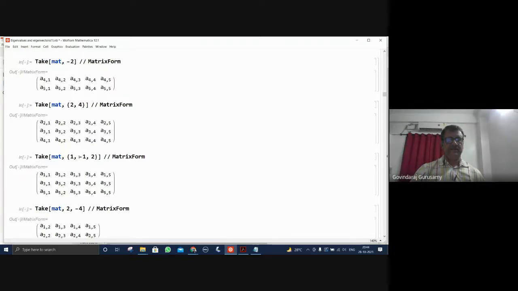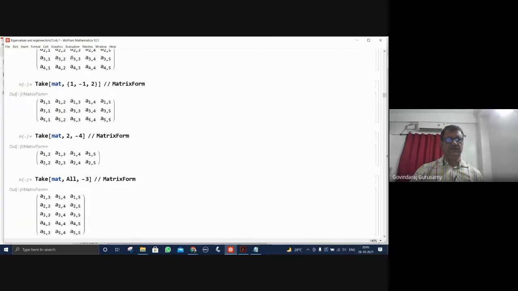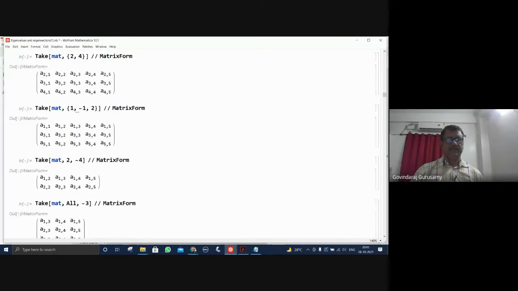Then 1, minus 1, 2. Again, you can see 1, minus 1, 2. Take the first one, leave the second one. Take the third one, leave the fourth one, and take the fifth one. See, he has given all possible options for you to handle these matrices, square matrices, with the way you would like to take out, that can be taken out.